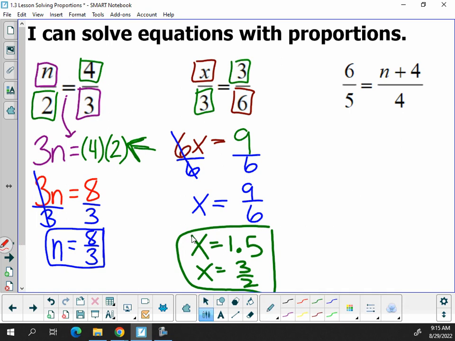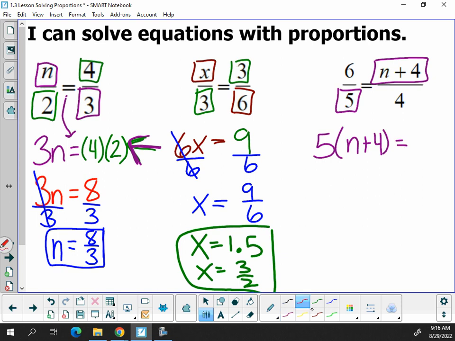And then even if we have a problem that looks slightly more complicated because there is a little more going on, we do the same thing. I'm going to multiply here 5 times n plus 4, just like I did over here. To show multiplication, I can use parentheses. So I'm going to do 5 and then in parentheses n plus 4. And then I have 4 times 6, and we can just say that that is 24.